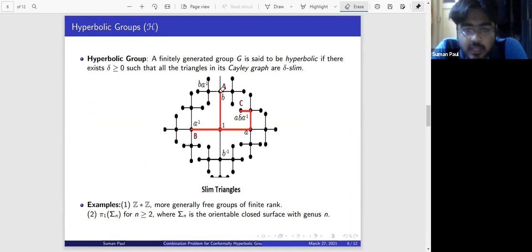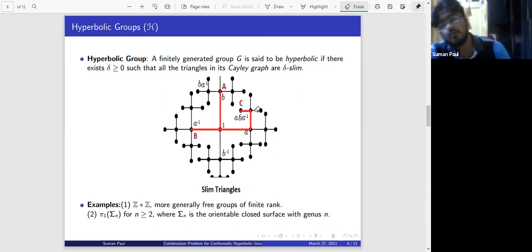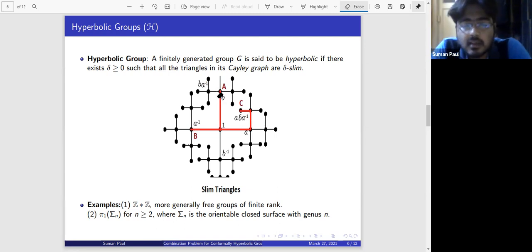So the geodesic between A and B is this line, and AC is this line, and BC is this line. So basically the red colored lines are the triangle ABC in this tree, and you can see that the union of AB and AC contains BC. So you don't have to take delta greater than 0 also.